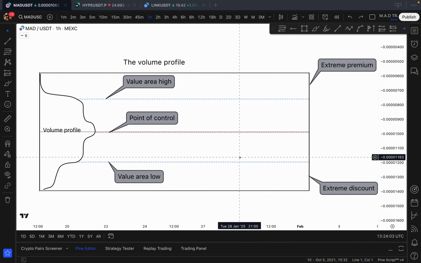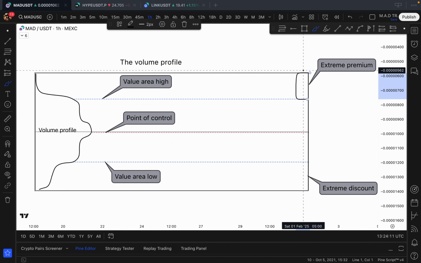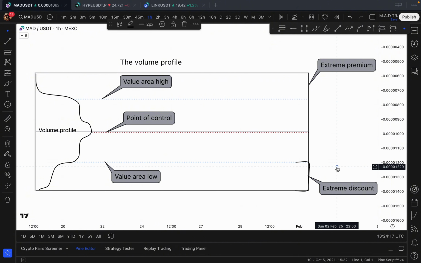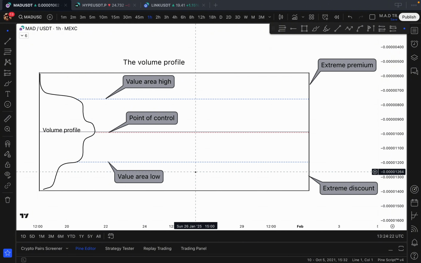As we know, we have a range, and the higher part is what we call the premium, and the lower part is the discount. Then the last 25% of the upper part is what we call the extreme premium, and the lower part is the extreme discount. As range traders, those are the areas where we want to do most business, because that's where we can expect the rotations to the other side.